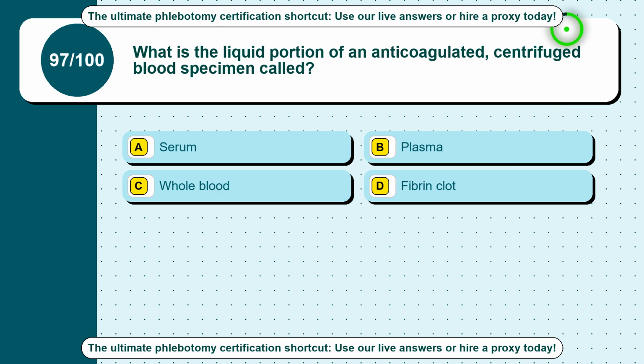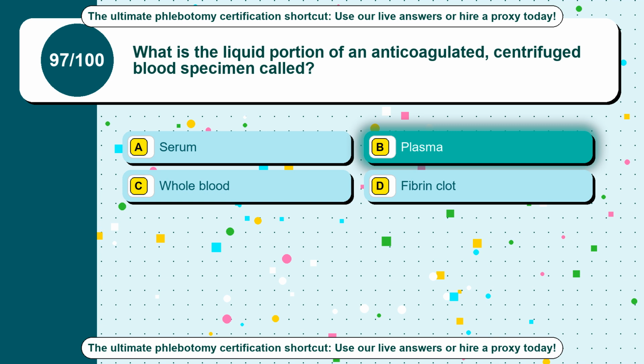Question 97. What is the liquid portion of an anticoagulated, centrifuged blood specimen called? Option A. Serum. Option B. Plasma. Option C. Whole blood. Option D. Fibrin clot. The correct answer is option B.